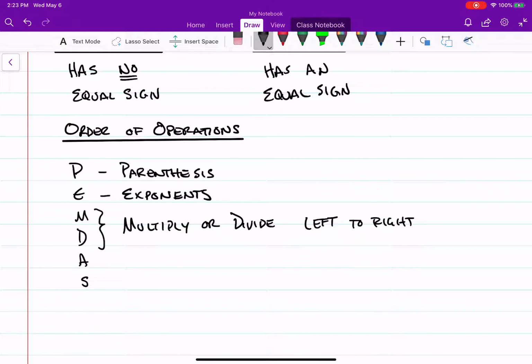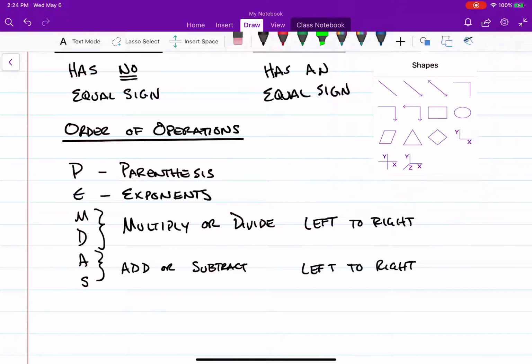And then similarly, this is addition, so you add or subtract from left to right. Okay? So that's very important. And this is where the majority of people make the mistakes when they're dealing with expressions, and also equations.